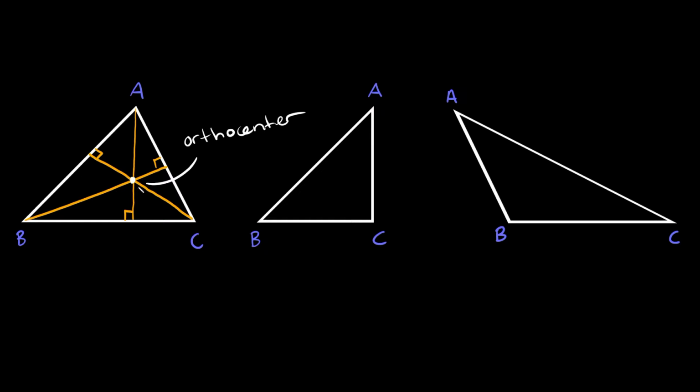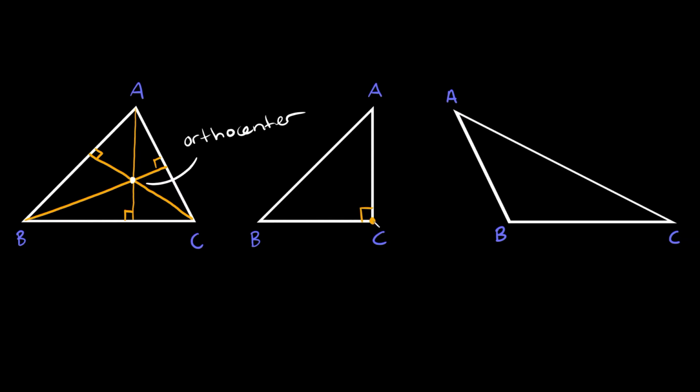So on an acute triangle like this one over here, the orthocenter will always be inside. With a right triangle, so I can draw my little right angle right here, the orthocenter will always be on the triangle. And specifically, the orthocenter will always be at this vertex, wherever that right angle is, okay? And for an obtuse triangle, the orthocenter will always lie somewhere outside of the triangle. Okay, and to show you where we get those from, let's start with the right triangle right here.